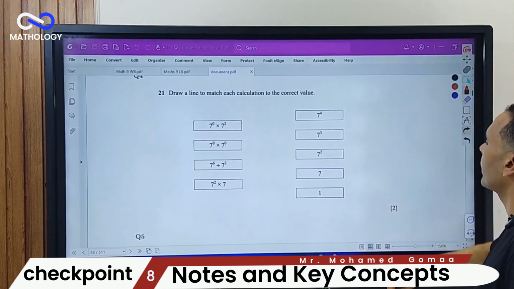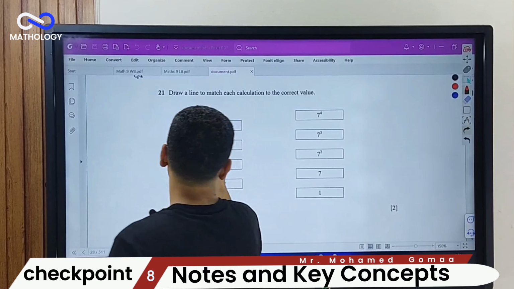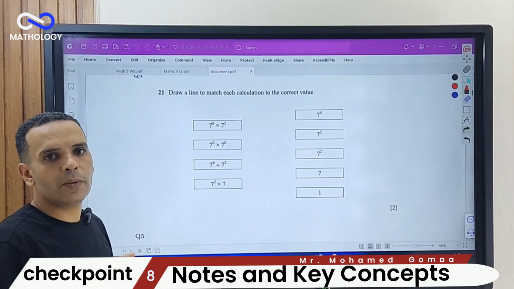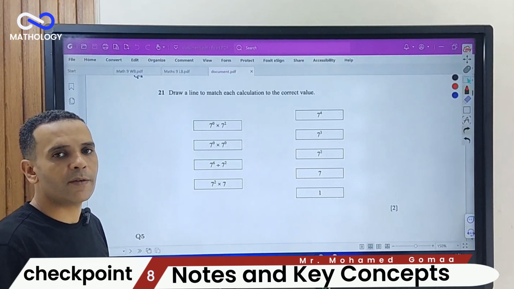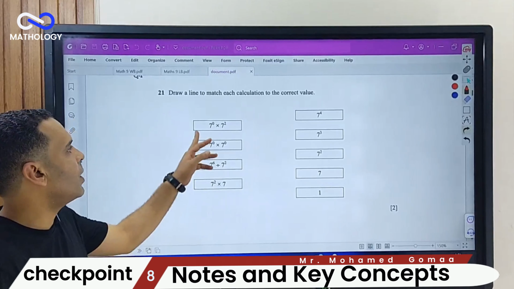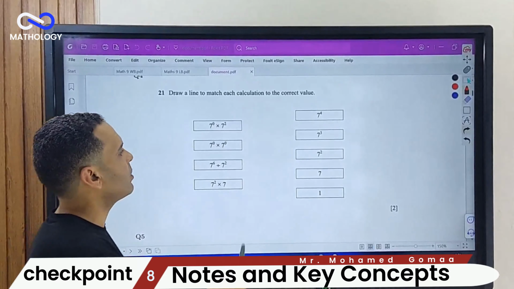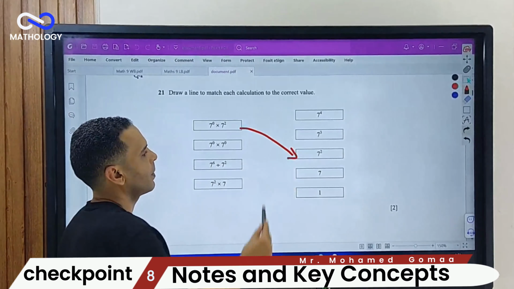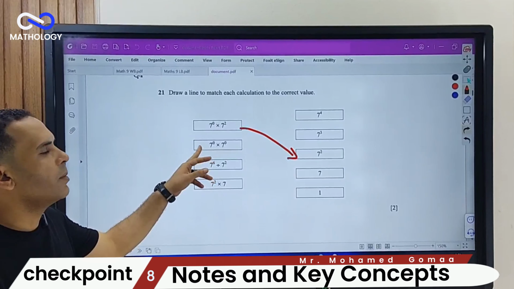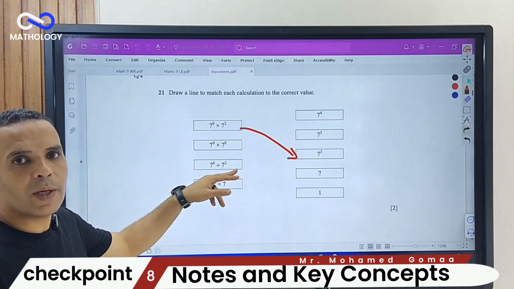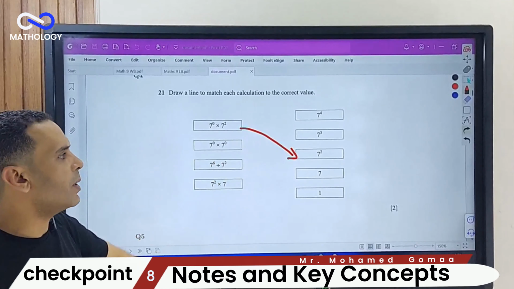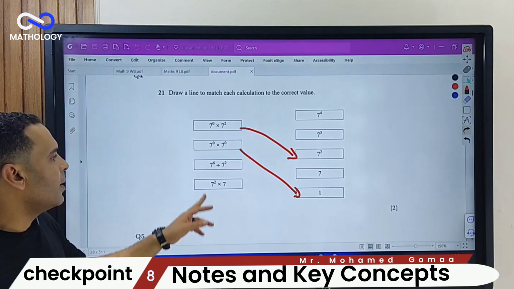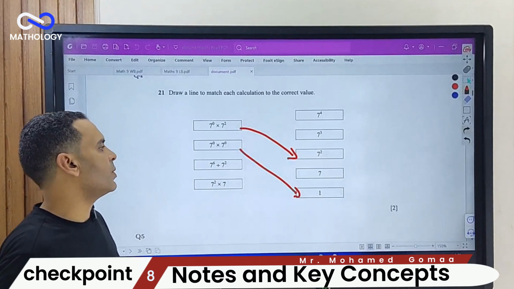Match. 7 power 0 equals 1. 1 multiply 7 power 2. 7 power 2 doesn't equal 14. 7 power 2 equals 49. 1 multiply 49 equals 49, which matches with 7 power 2, like this one. 7 power 0 equals 1. Multiply 7 power 0 by 7 power 0, 1 times 1 equals 1, which equals this one.